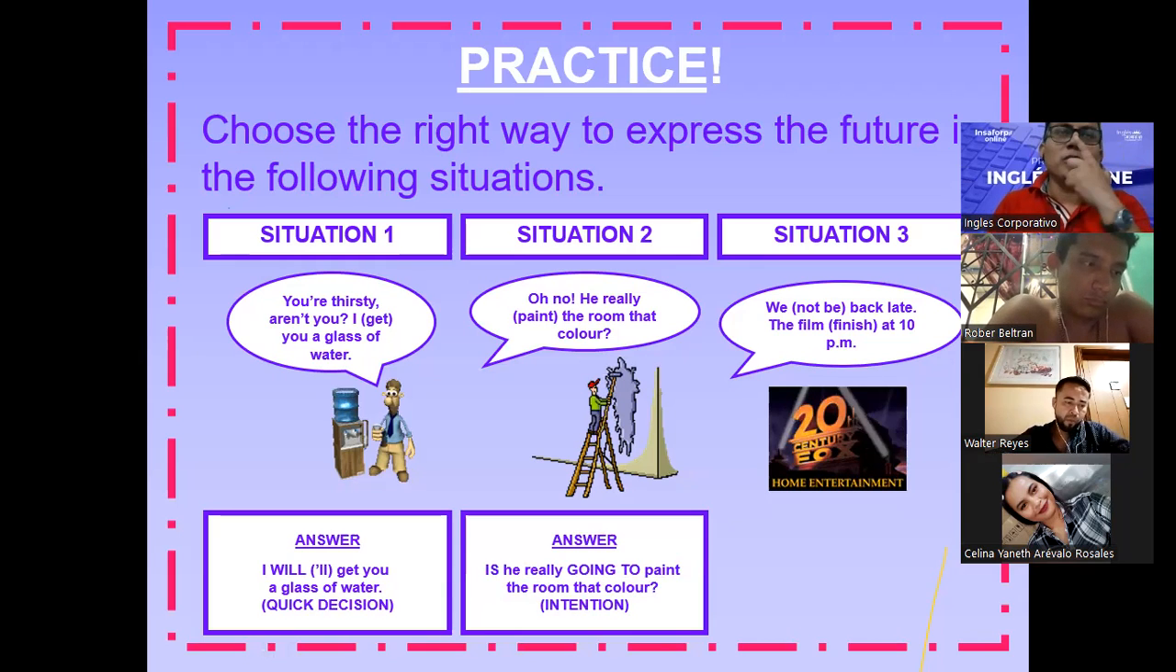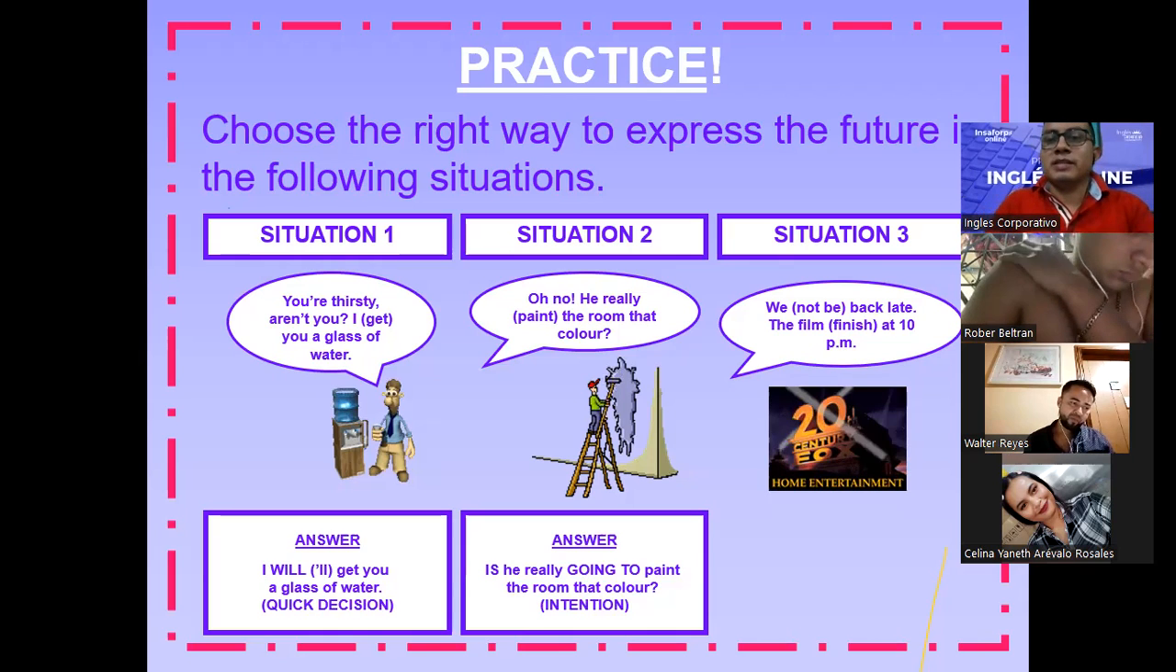Aquí no podría ser will. ¿Por qué no podría ser will? No es una decisión que está tomando en el momento. Más bien está expresando una situación que está observando bajo una evidencia. Y eso es lo que yo puedo determinar. No puedo hacer will. No puedo hacer present continuous porque ese se aleja demasiado. Y el presente simple, ya dijimos que solo es para horarios, para programas y para calendarios, algo previamente establecido.